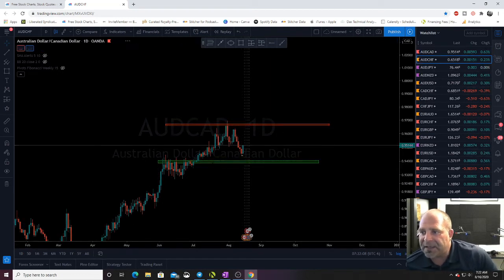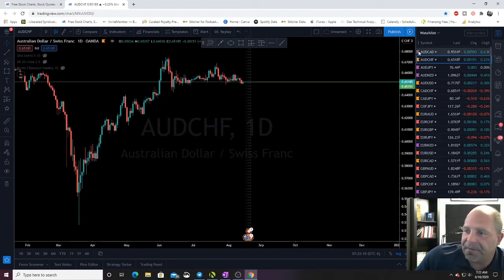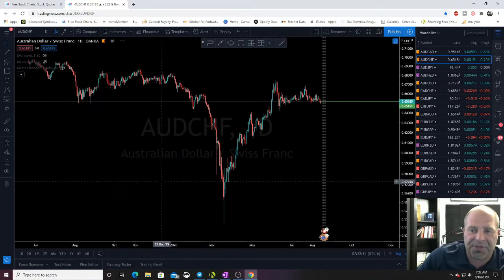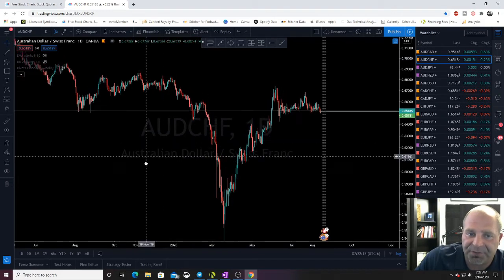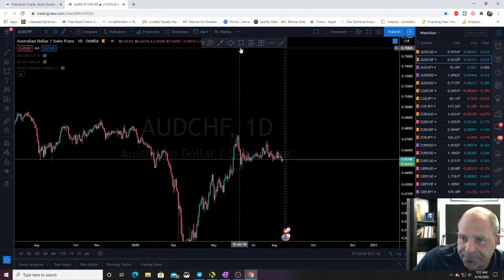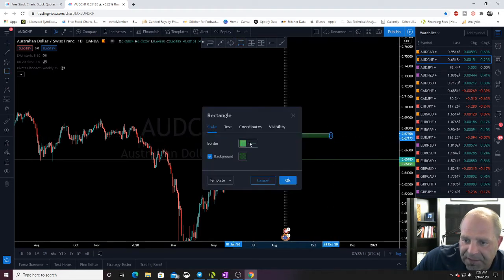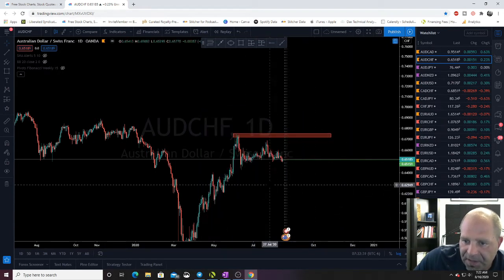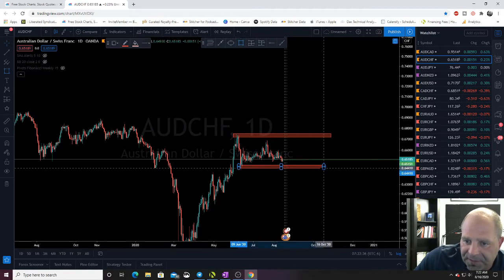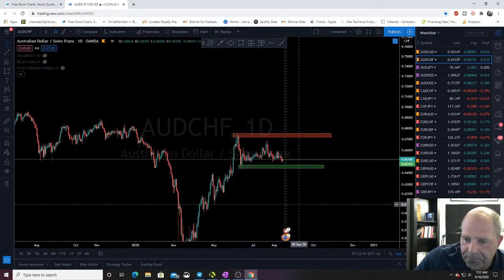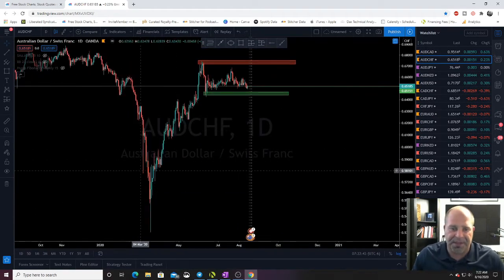All right. Let's look at Australian dollar, Swiss franc. This one, there's nothing really too hot about it. So, kind of the same looking chart, right? Just not as aggressive a bullish run. So this would be an area I want to look at. It's bearish. Okay. And then just to kind of corral price in, I want to look at this as my bullish area.